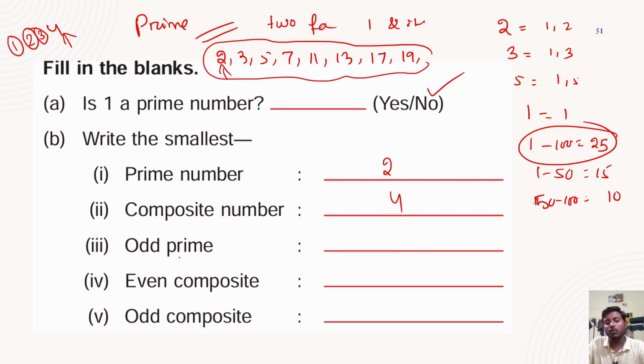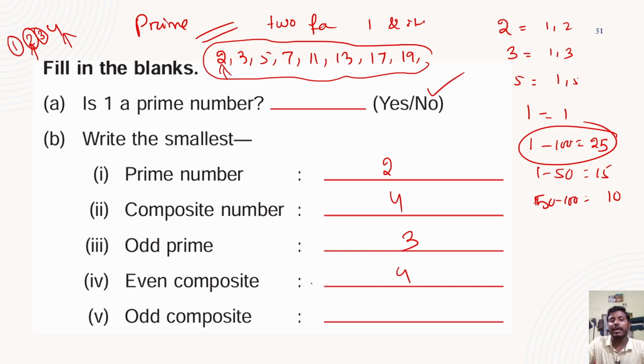Okay. Now the odd prime. The first one is the even prime, and remember that in the whole world only 2 is the even prime. But the smallest odd prime number is 3. Okay. Even composite, same, 4.